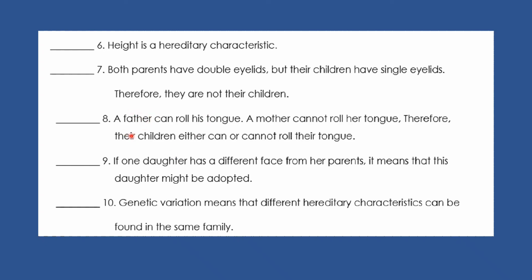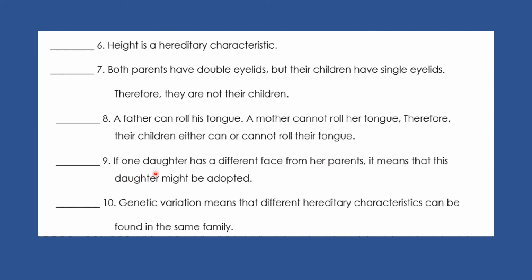Number 8, a father can roll his tongue, but a mother cannot roll her tongue. Therefore, their children either can or cannot roll their tongue. Is it check or wrong? That is also a hereditary characteristic that can be passed from parents to children. So what if only the father can roll his tongue and the mother cannot? Is it a conclusion that some children can roll their tongue and some others can't? Is it check or wrong?